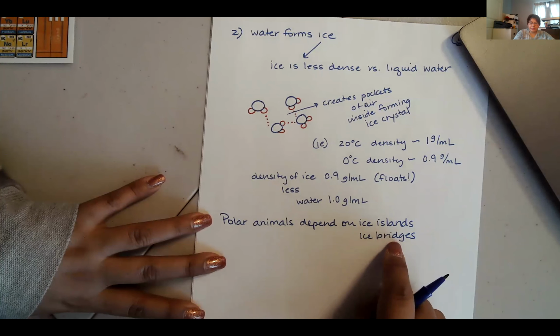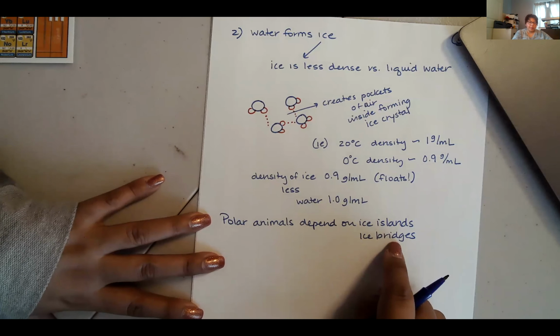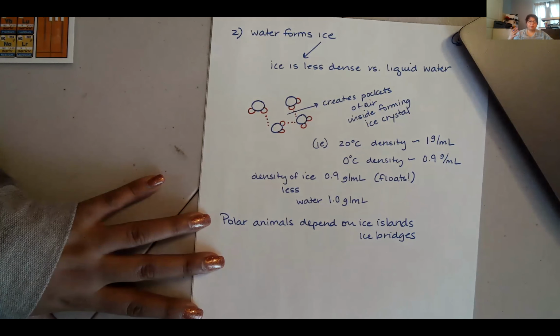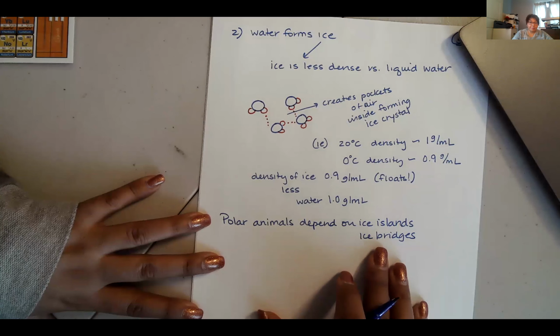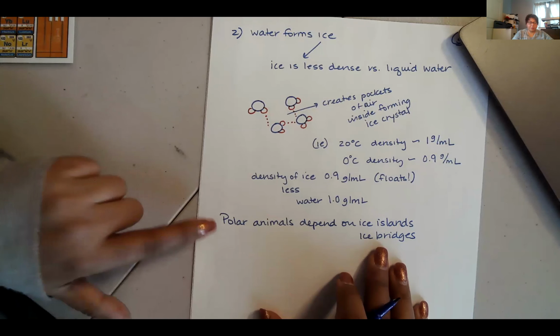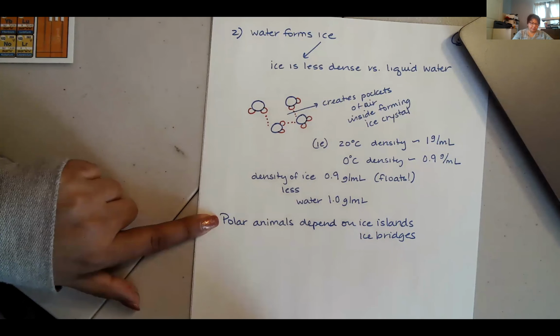Ice islands and ice bridges are also important for penguins and, in some cases, seals, because they bear their young on these islands and let them grow there, far away from other predators. If there's no place to leave your babies, where are you going to raise your young? How are you going to get from one location to another if there is no ice bridge available? So the formation of ice is tremendously important to animals living in polar regions.